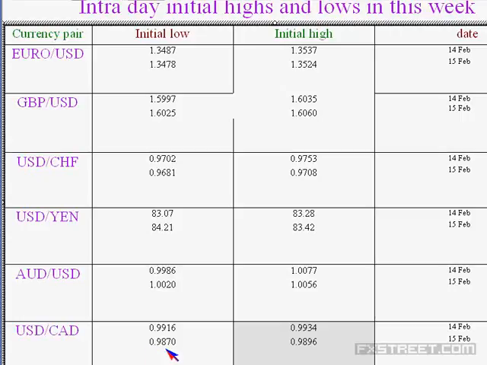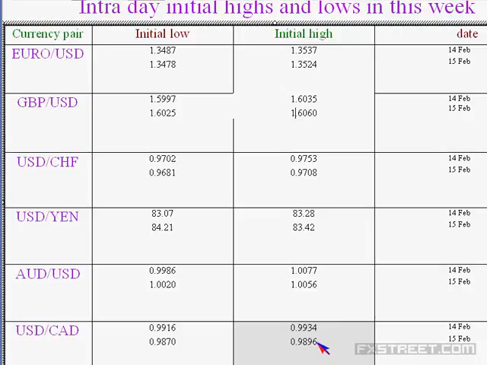Then USD CAD 98.70 was the low. They are closer to the low. 98.96 is the high, and that is also not breached. And the Canadian dollar, as I explained, could make a brief downward stop or a false move after the low, and then try to gain the levels during the day.